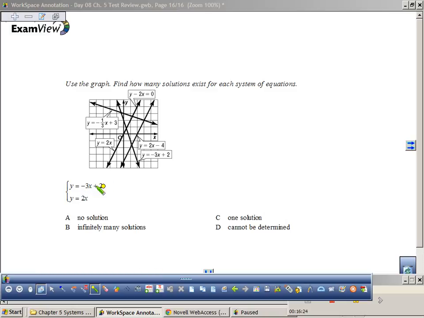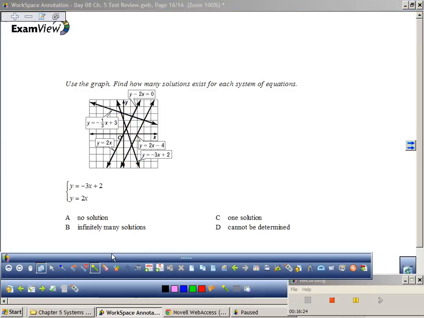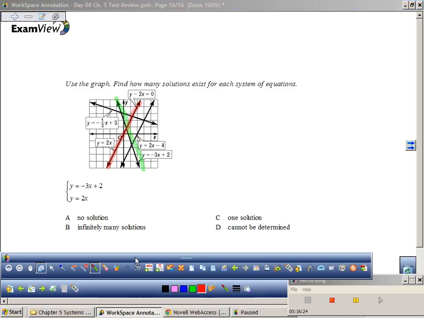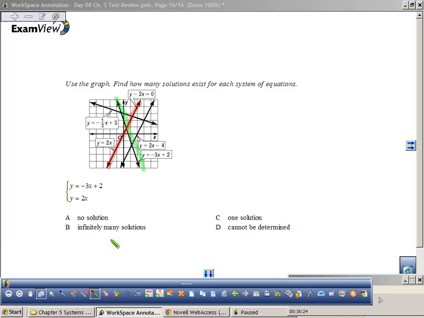So, y is equal to -3x plus 2. Let's find that one. Right here. That's this line. Oops, wrong one. Okay, I need this one. That line right there. And y equals 2x is this line right here. Look at Christmas colors. Is that one solution? No solution, cannot be determined, or infinitely many solutions? One solution.